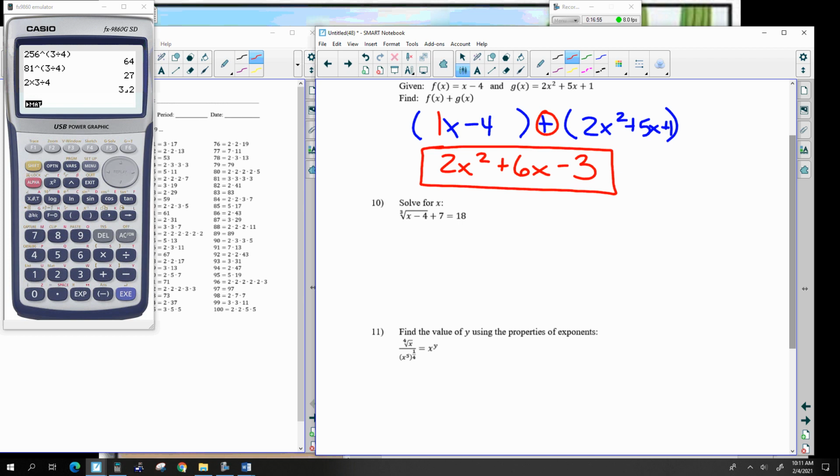Okay, number 10. I have a root only on one side, so that means I need to isolate that root. Okay, so I'm looking at just this left-hand side, and I need to get this root all by itself. So that means I need to get rid of that +7 to begin this problem. So I'm subtracting 7. Okay, this is a sheer addition subtraction kind of video. And so what I'm left with is the third root of x minus 4.